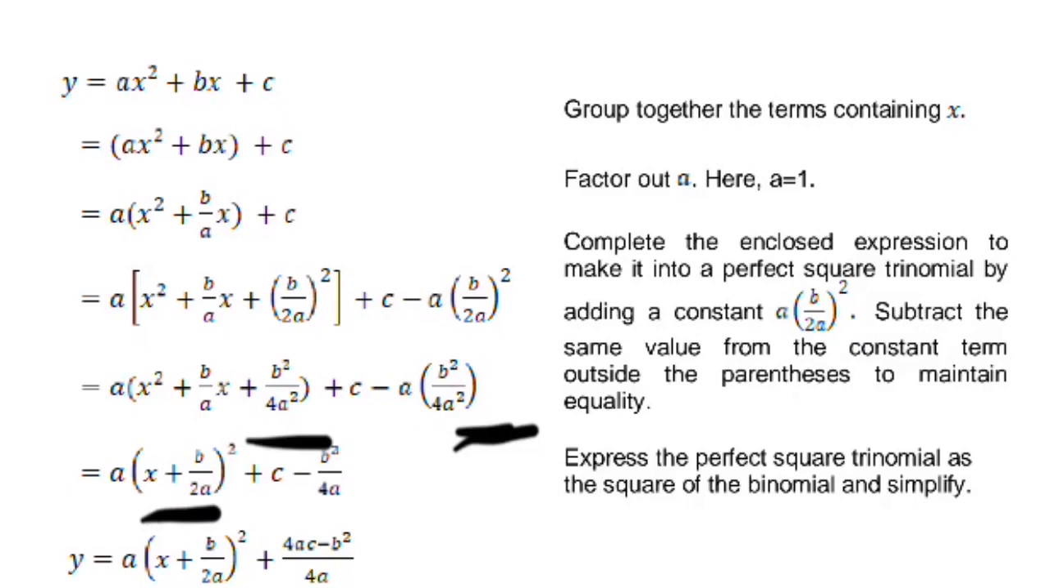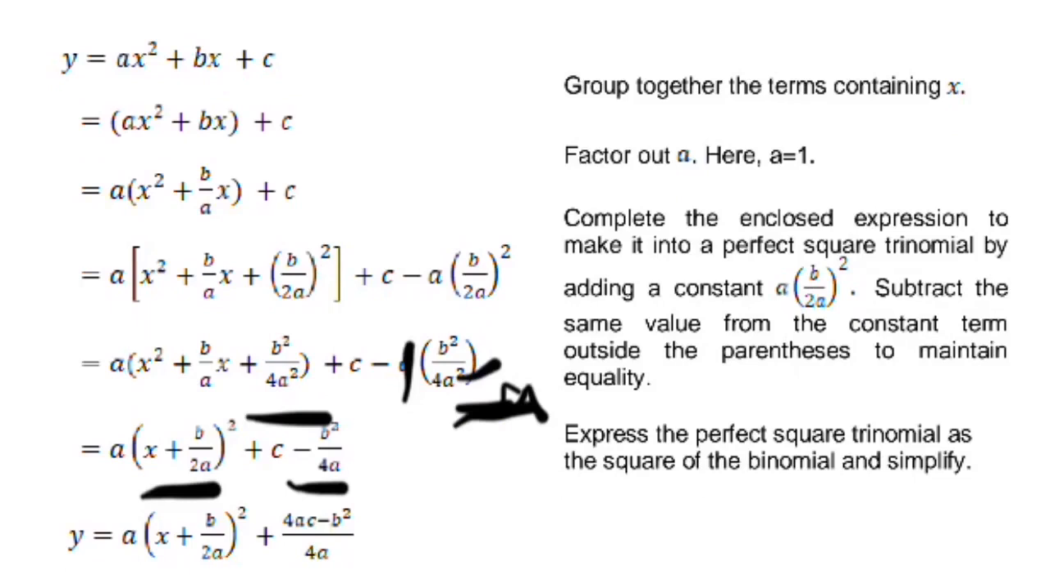Then solving c minus a times b squared over 4a squared. You cancel a here, so a squared becomes a, and you have b squared over 4a. So c minus b squared over 4a. Then you have y equals a times the quantity x plus b over 2a squared, then solving c minus b squared over 4a. The LCD is 4a. 4a divided by 1 is 4a times c, 4ac. Then 4a divided by 4a is 1 times negative b squared, that will be minus b squared.